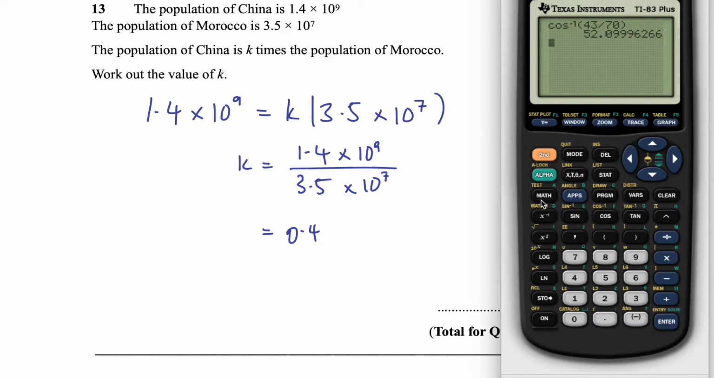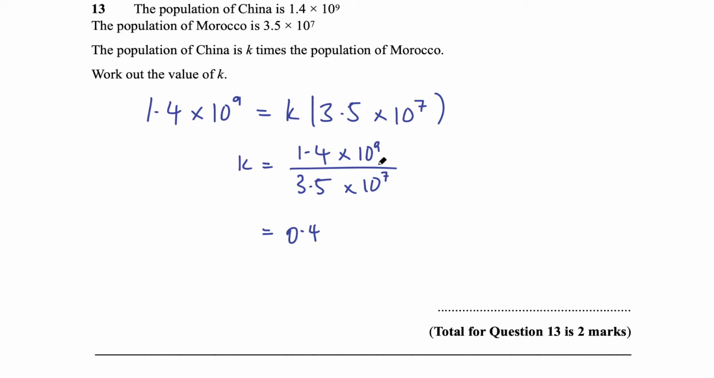Or just don't be silly like me, and you could just check that on a calculator. So 1.4 divided by 3.5 is 0.4. And then 10 to the 9 divided by 10 to the 7, subtract the exponents. You need to know your index laws. Same base, subtract the exponents. 9 take 7 is 10 to the power 2. And so therefore, the value of k is 0.4 times 10 to the power 2, or 0.4 times 100. If you're good with multiplying by powers of 10, which is something you do need to practice, you know this is going to be 40. So 0.4 times 100 is 40. Final answer there for question 13 for 2 marks.